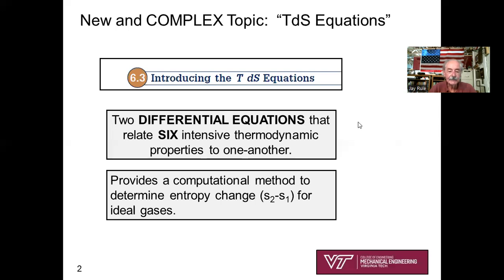What they do is they relate six intensive thermodynamic properties to one another. And so what? What's the purpose of that? It's going to give us a computational method to determine entropy change. So remember, what we're going to be trying to do in this chapter is go through a process, say 1 to 2. We want to quantify what is S2 minus S1. And we're going to be able to use these differential equations when we have a substance that is an ideal gas, like air, nitrogen, CO2, argon, you name it.